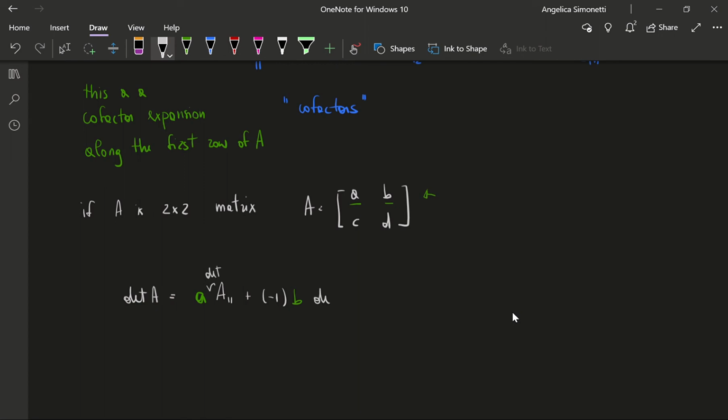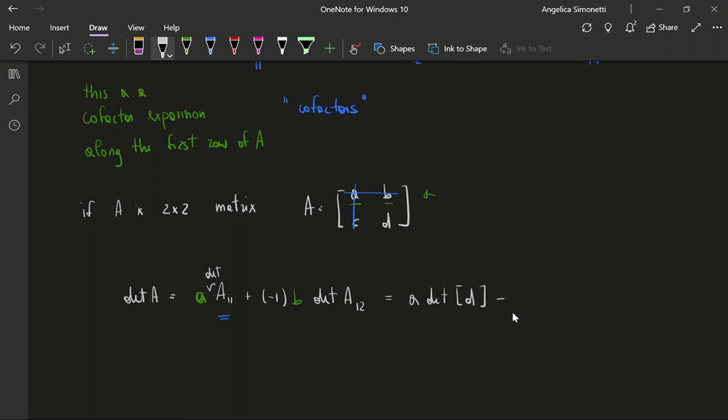And then I have the determinant of A12, okay? As we said, A11 is the matrix that I get from A when I remove the first column and the first row. So if I remove the first column and the first row from here, what do I get? Well, I'm left with D. So this becomes A, and then the determinant of this 1 by 1 matrix, which is D.